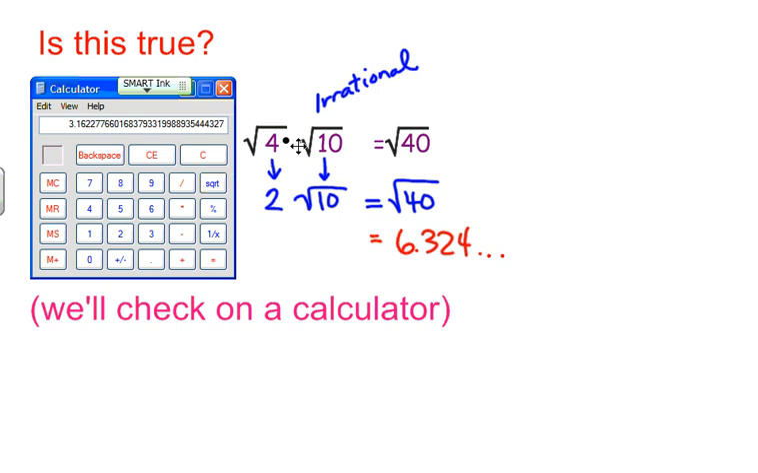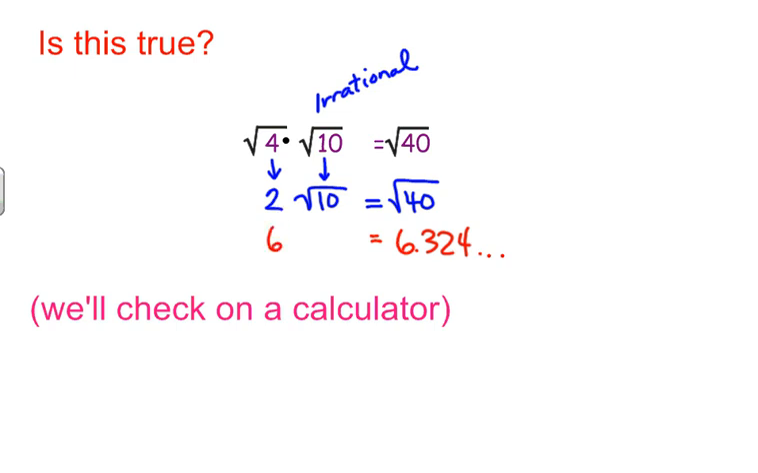And now I'm going to do what this says up here. I'm going to multiply it by 2. And I better get the same answer. And look at that, I did. I got that same answer that I got before. 6.324. And it goes on forever with no pattern.